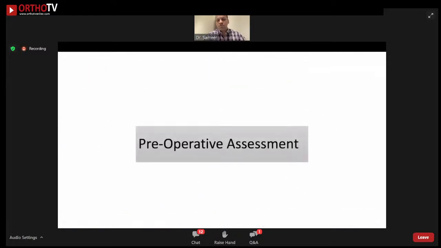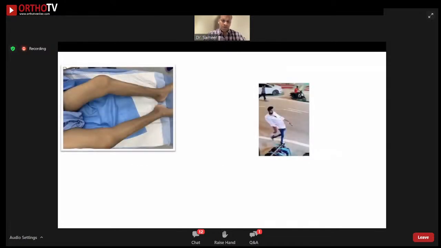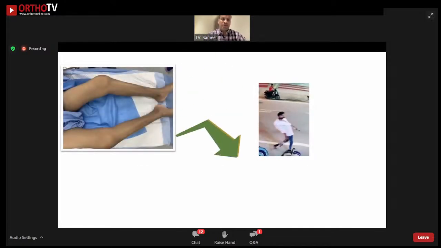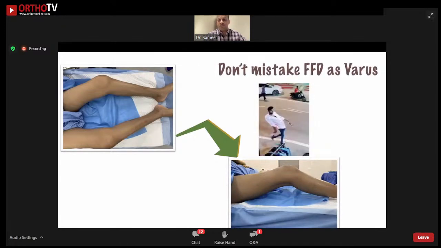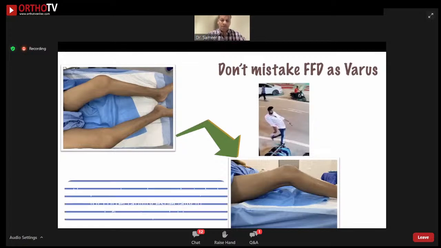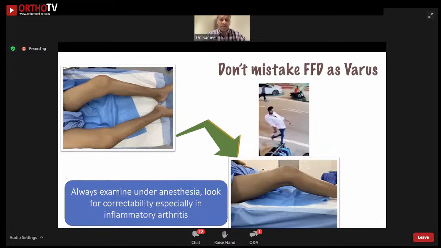So how do you assess the patient preoperatively? When you see a patient like this, you might think the patient has a varus, but many times it is not a varus. It is just a flexion deformity. So don't mistake the flexion deformity for a varus. And always examine under anesthesia. Look for the correctability of the flexion deformity, especially in inflammatory arthritis.